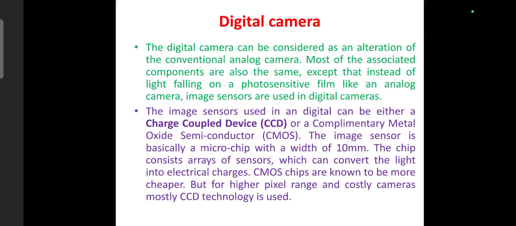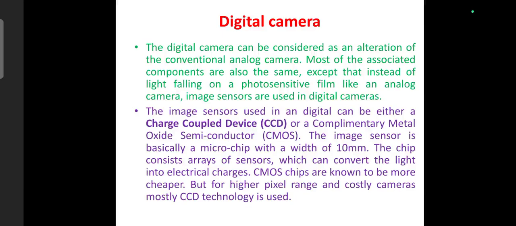Now let us discuss the most important component inside a digital camera, the image sensor. The image sensor is actually the heart of the digital camera. As mentioned in your slide, the image sensor may be either a charge coupled device, commonly called CCD, or a complementary metal oxide semiconductor known as CMOS. Both sensors perform the same function. They convert light falling on them into electrical charges.